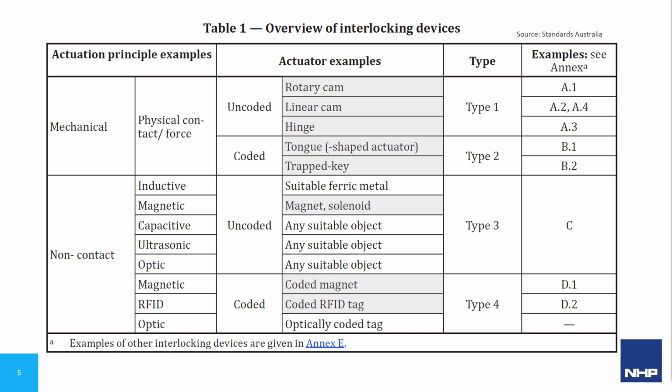Type 3 and 4 are non-contact interlock switches, whereby the guard does not necessarily make any physical contact with the switch. Again, the only difference is the coding. Type 3 are uncoded, meaning that anything can actuate the switch depending on the technology. For example, a magnetic reed switch is actuated by a magnet, so your finger won't be able to switch it. However, it would if it was a capacitive or ultrasonic sensor. And Type 4 are non-contact but require a coded actuator, such as a coded magnet or an RFID actuator. These require a specific type of actuator rather than run-of-the-mill components.